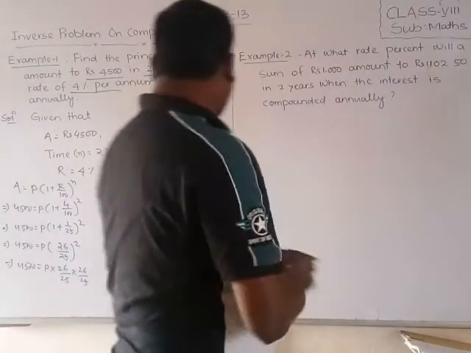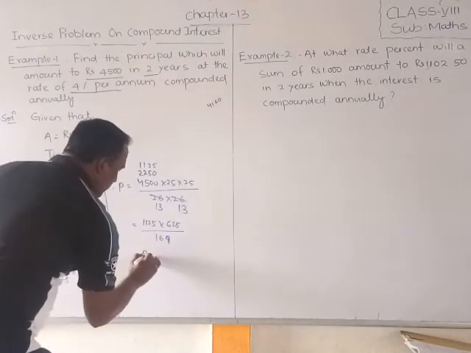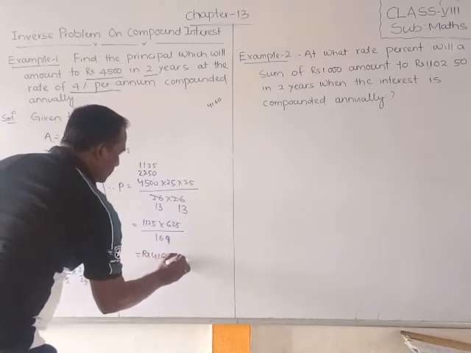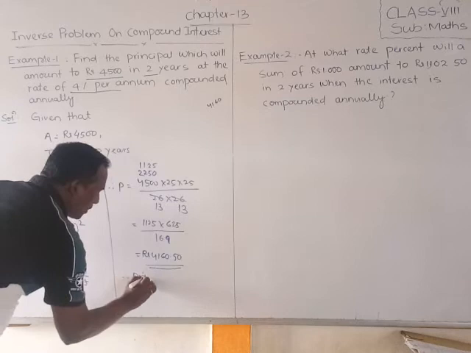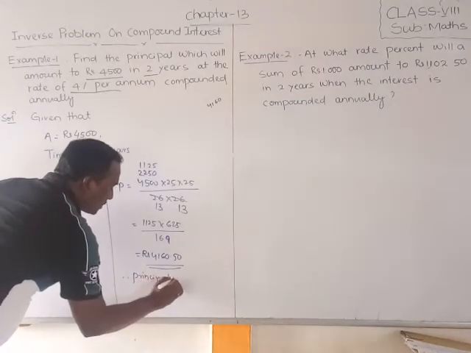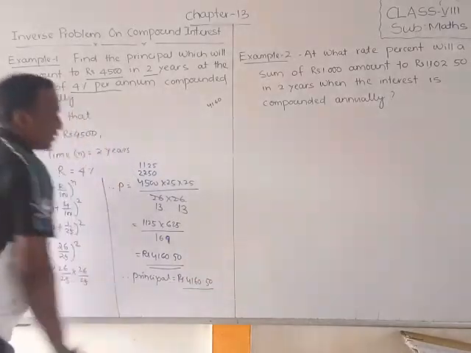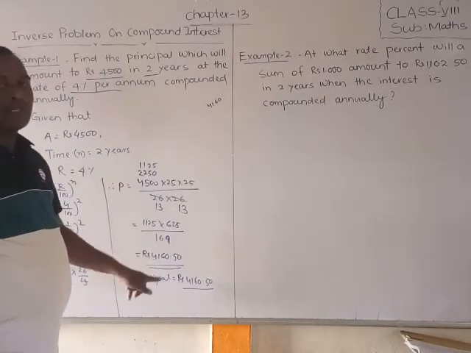So now see students, we have to multiply, and after that we get the answer. If you simplify this, 4160.50 you will get. So hence what is the principal? The principal is equal to 4160 rupees 50 paisa. Okay. You have to divide it. After this multiplication you should divide, and you will get that answer.